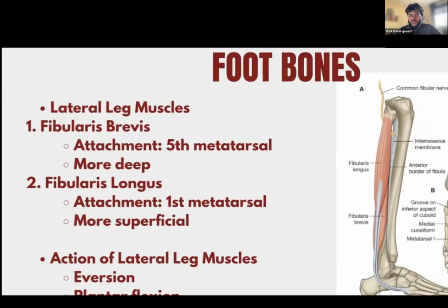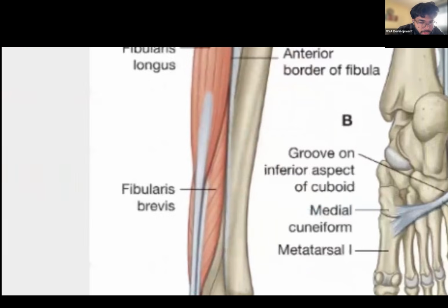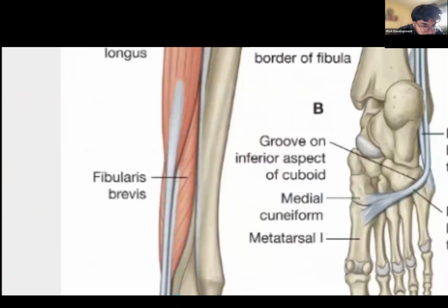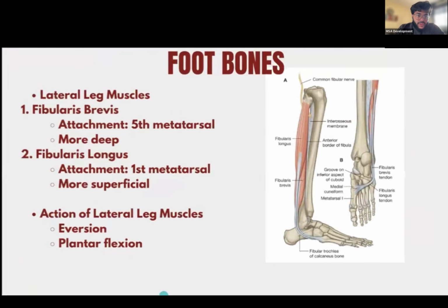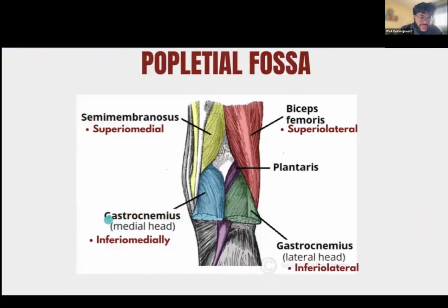So it's one of the lateral muscles that go from laterally to medially. You can see over here this fibularis longus, because it's a longer muscle, it goes from the lateral to medial, all the way across the sole of your foot and attaches to the first metatarsal. That's it. Now we'll move on to the popliteal fossa.